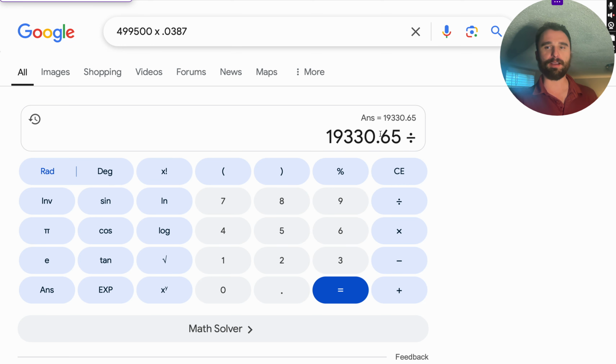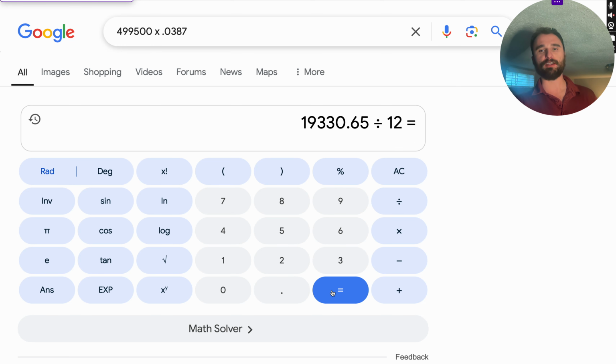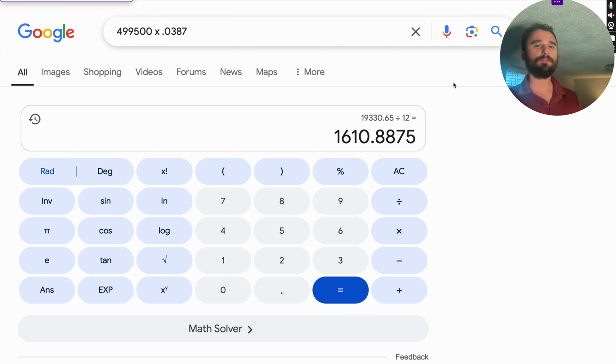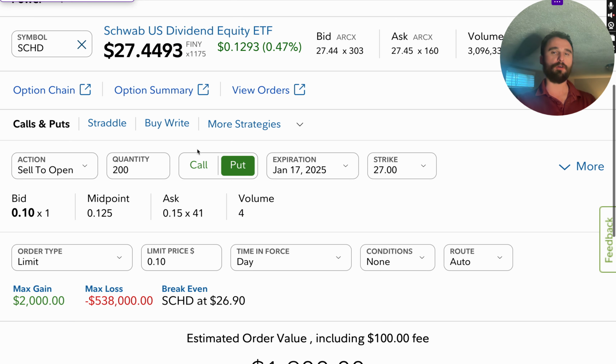Now that may not seem like a lot. If we take that divided by 12, it's about $1,600 per month. So especially with inflation, right, you may be thinking there's no way we can live off this, especially on a $500,000 portfolio. Take additionally this strategy we call the wheel.